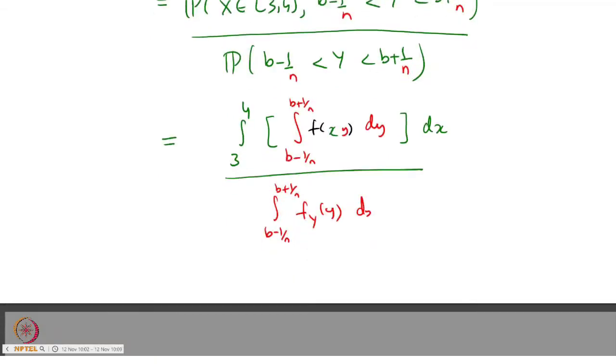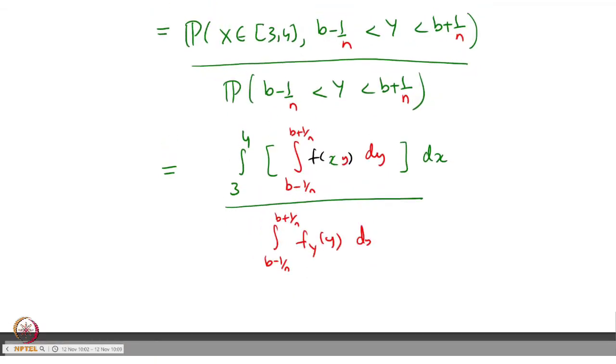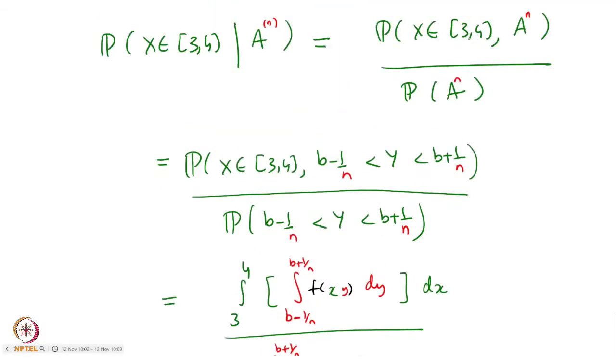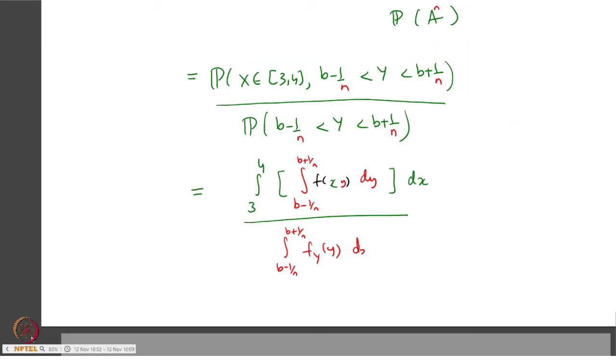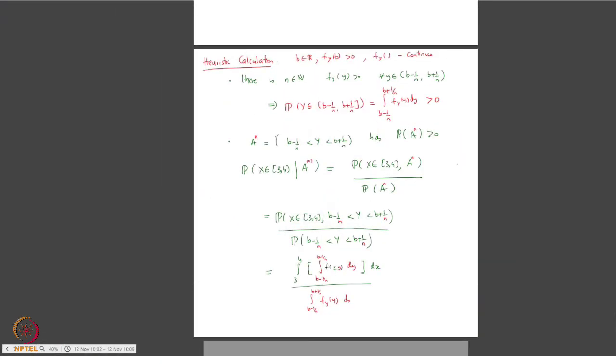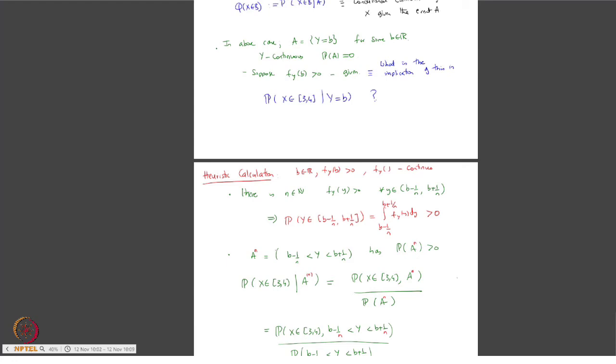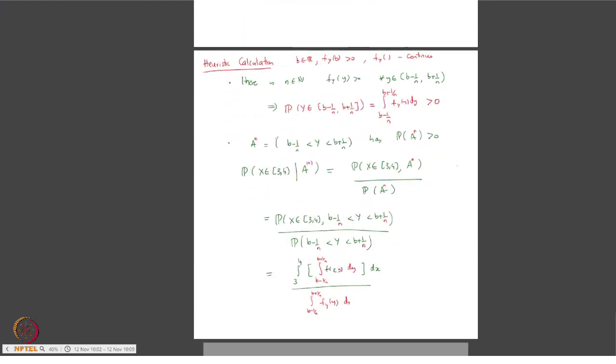So now I'm in the calculus regime. These are the two calculations I've had so far. Let's go back and check. The first calculation I did was that the probability of y equal to b is 0. So then I just say, okay, fine, I'm going to look at an interval around b and stabilize my calculation.